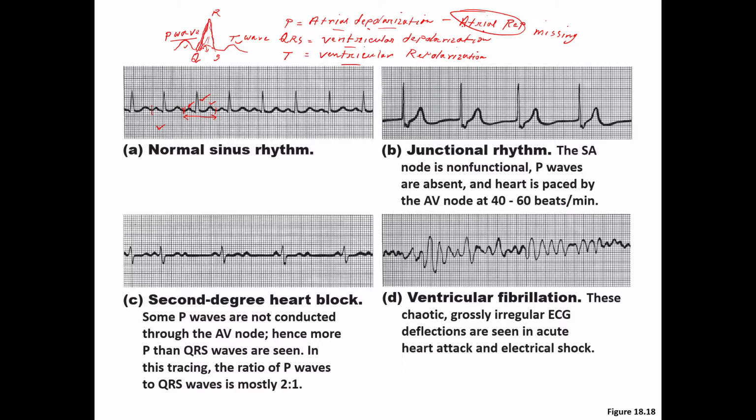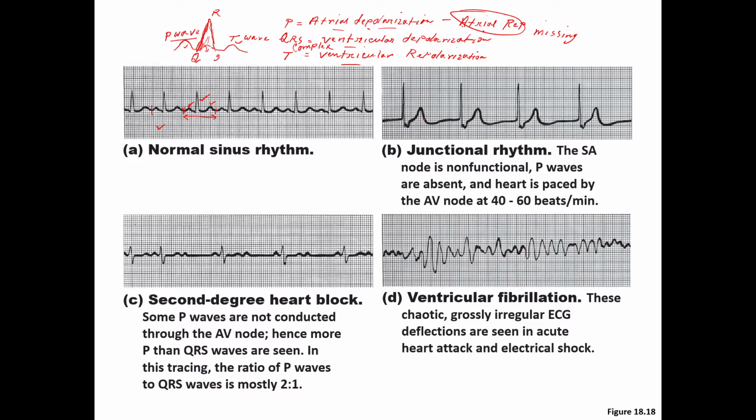Since they are happening together, the QRS is a combination of two, but it mostly represents the ventricular contraction, and that's why it is called a complex, the QRS complex. Others are waves. Okay, so this is normal.